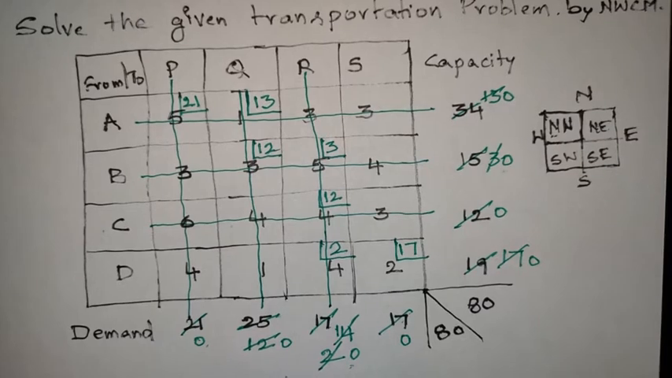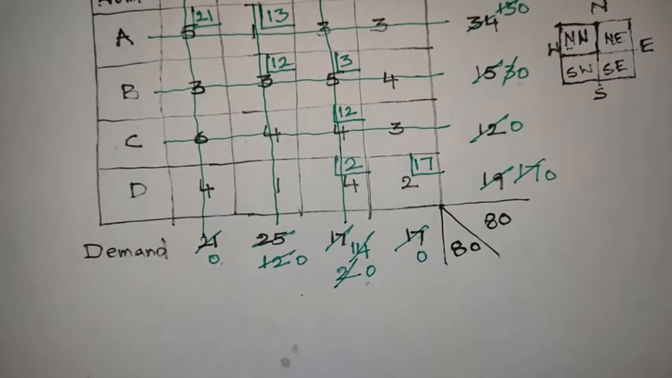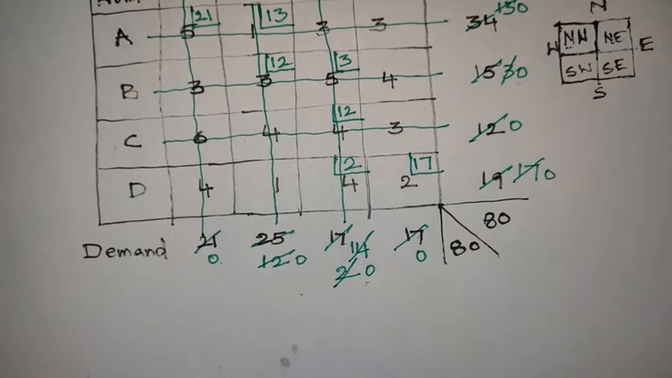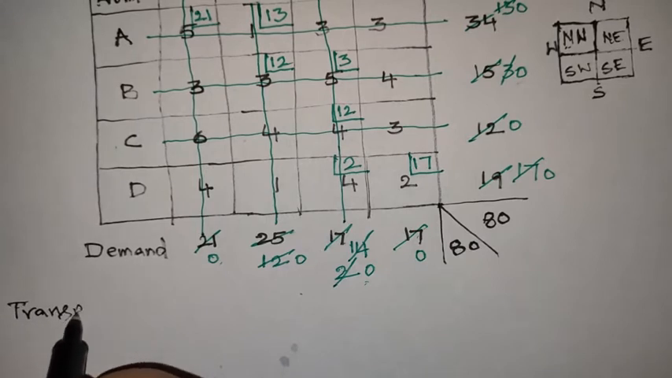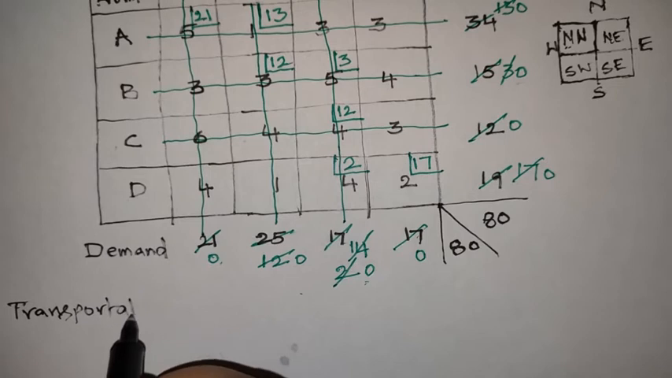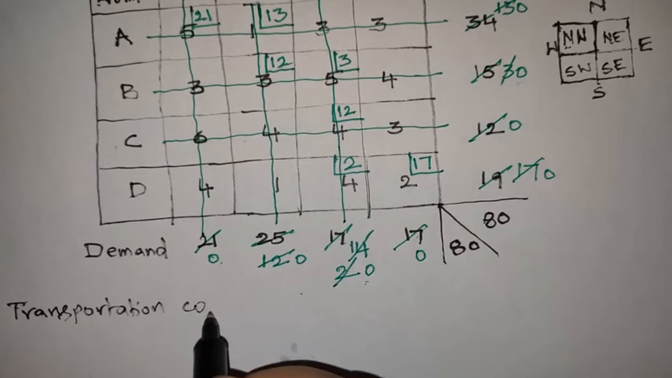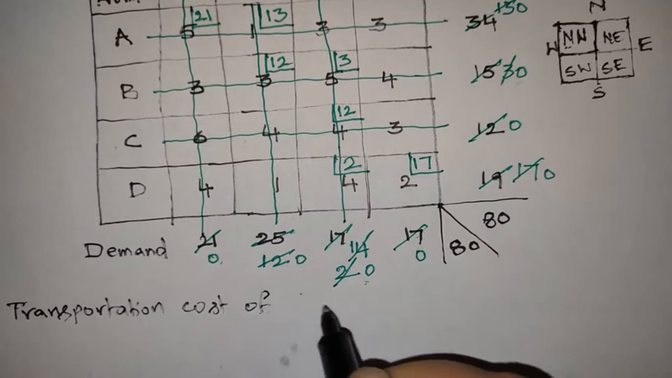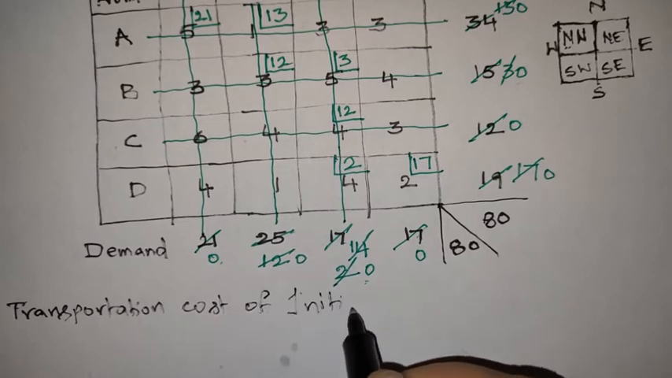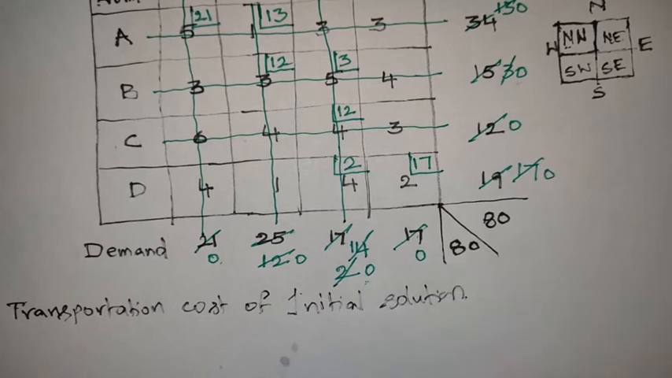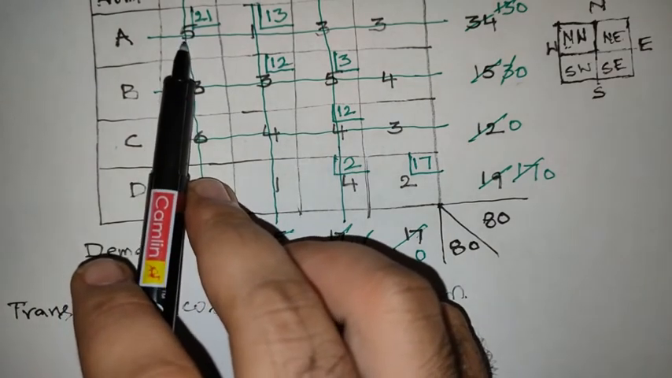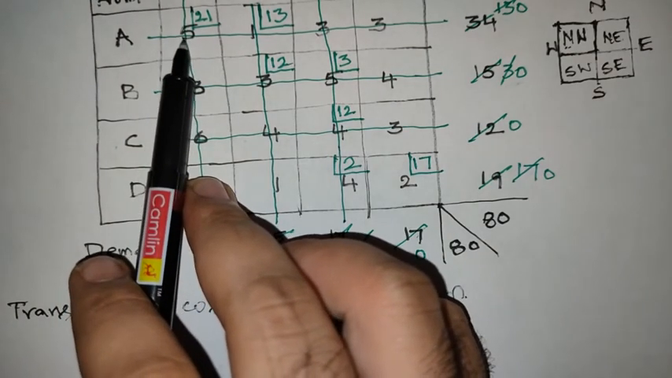So the transportation cost of the initial solution is equal to, so here, this one is the cost of transportation per unit.